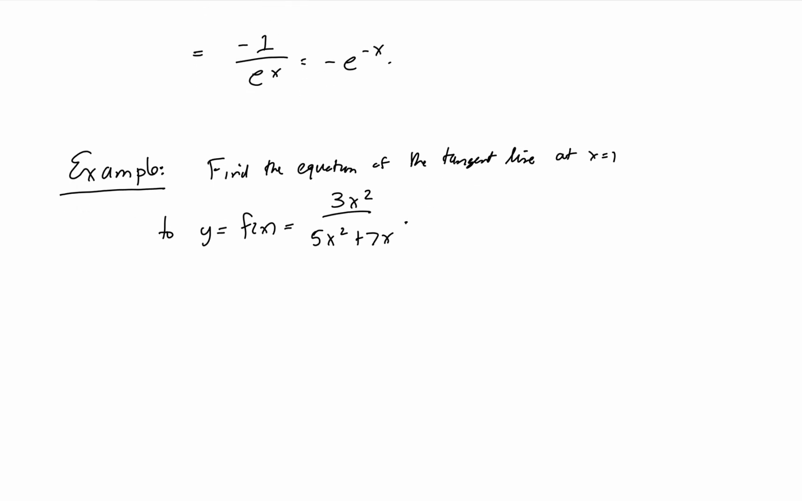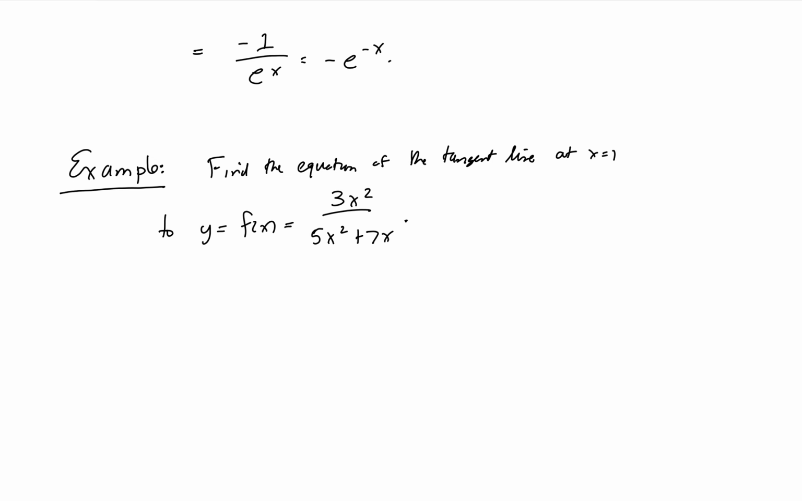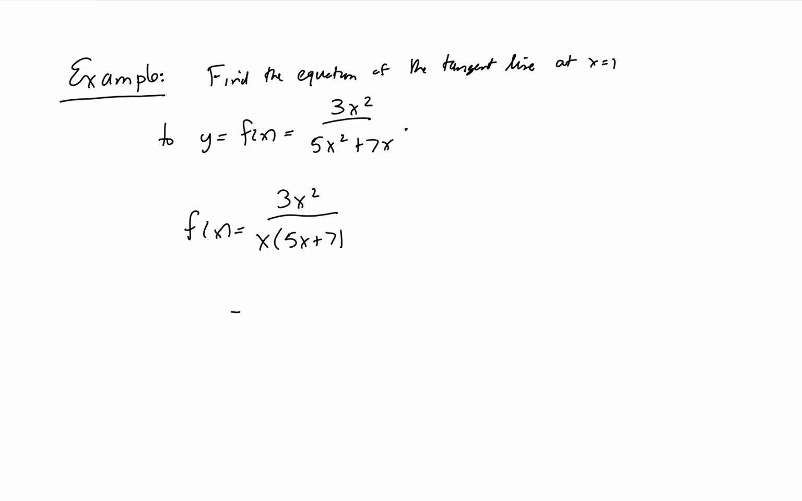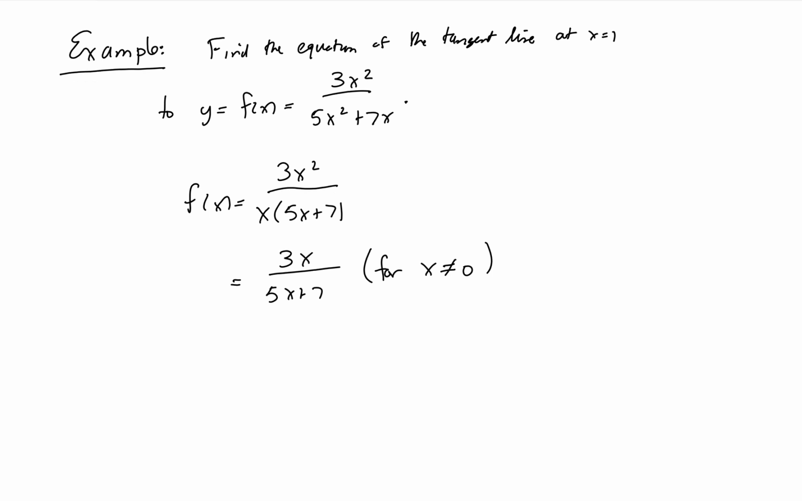The first thing to note is we can simplify this a bit away from x equals 0. I can write this as 3x squared over x times 5x plus 7. Then we can simplify this by canceling an x and writing it as 3x over 5x plus 7, as long as x is not equal to 0. Since we're interested in the tangent line at 1, that's going to be fine. It's not a big deal. This just saves a little bit of work for us.